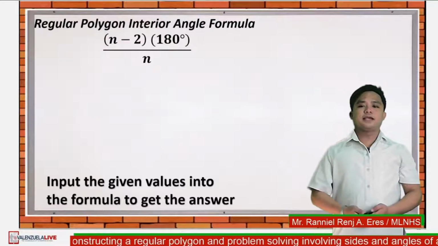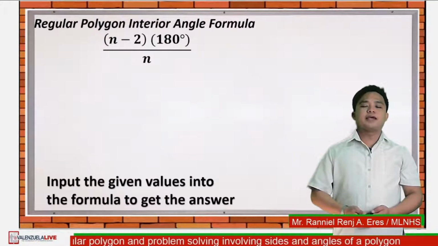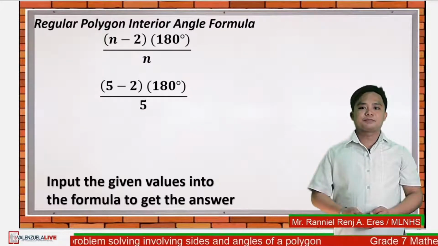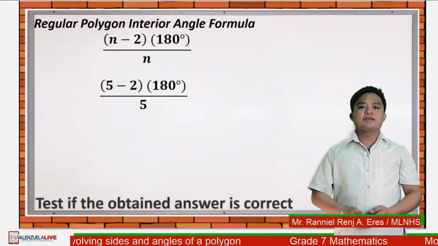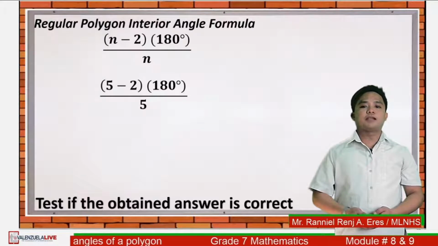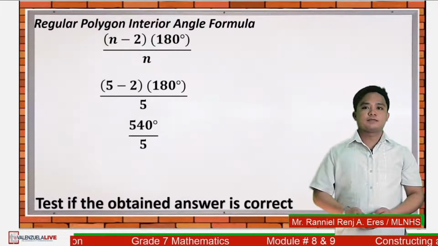So next, let's input the given. Since a pentagon has 5 sides, we will interchange the value of n as 5. And lastly, test if the obtained answer is correct. Make sure you do not violate any mathematical rule and check your answer at least twice.